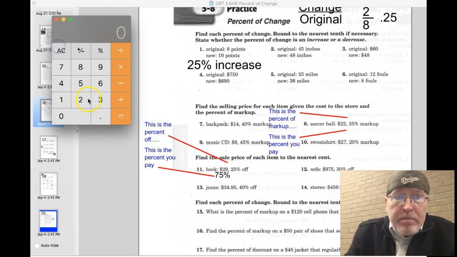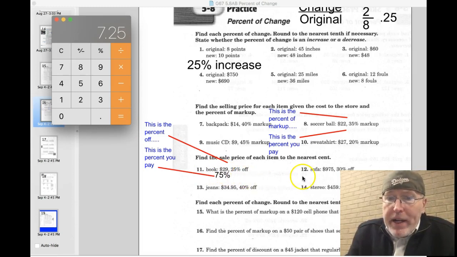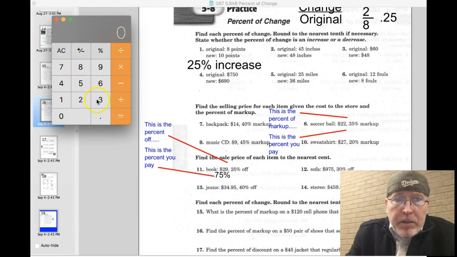You could do it the other way. You could take $29, multiply it by 0.25, which is 25%, and subtract that $7.25 from 29. But why not do it in one smooth motion? Here, let's take a look at another one.